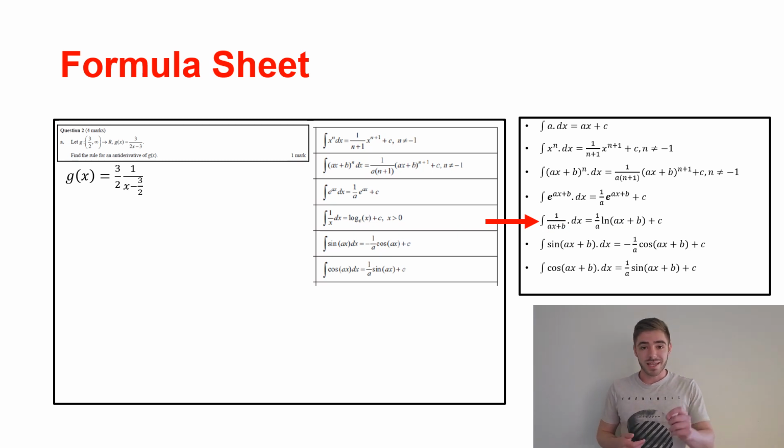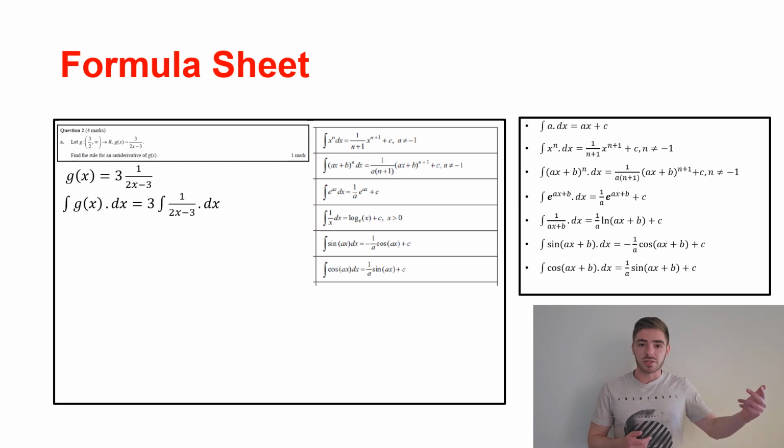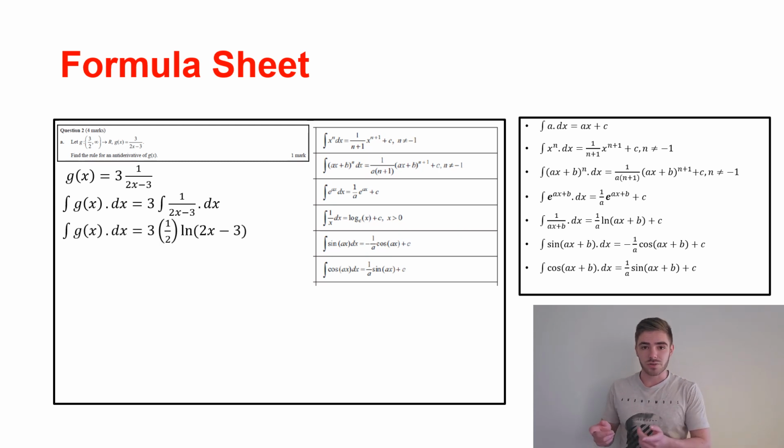Firstly, we're going to take out that coefficient of 3 outside of the integral so that it looks like our table of integrals. Then from here, it's just plug and play. The linear term 2x minus 3 will go inside of the logarithm, and we're going to divide that entire result by 2, since 2 was the coefficient of the x. Then to finish off, we're going to bring that 3 back into the equation.